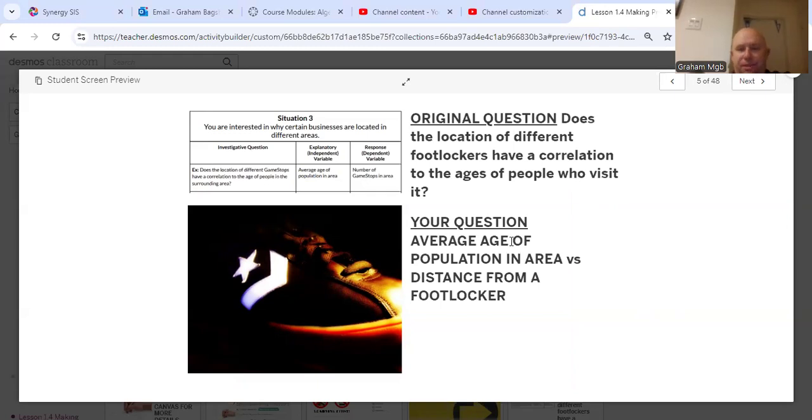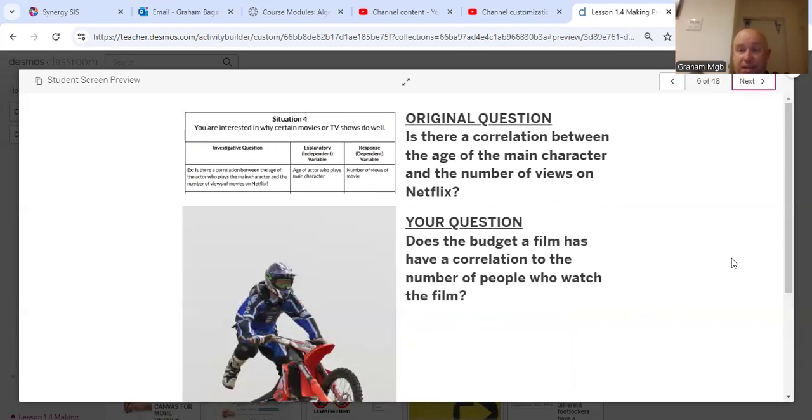So rather than having average age of population and number of GameStops, they changed one thing. Changed GameStop to Foot Locker. That's about as simple as you could make it. Some people did change other factors as well. Instead of saying average age, they said distance to the GameStop, things like that. So there were other things, but you don't have to make this overly complicated when you're coming up with your question. And that's going to be important because you're going to be making your own question later today.